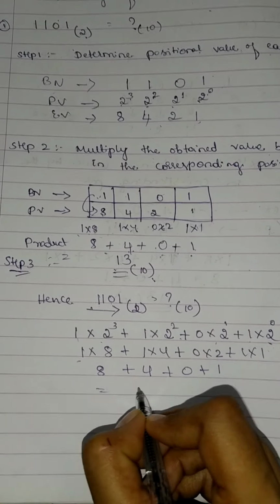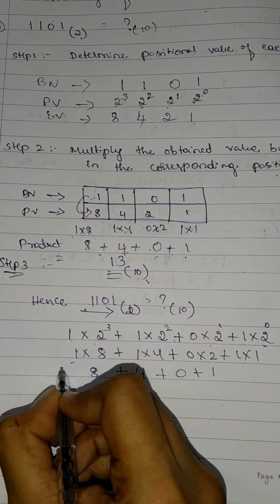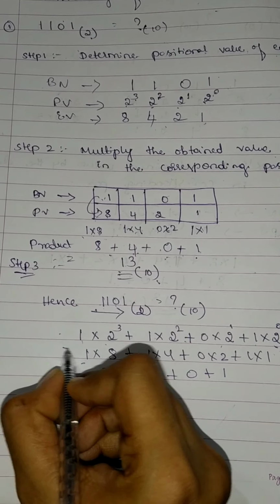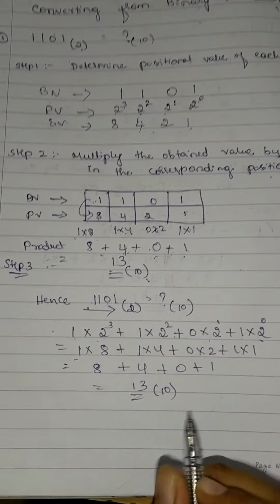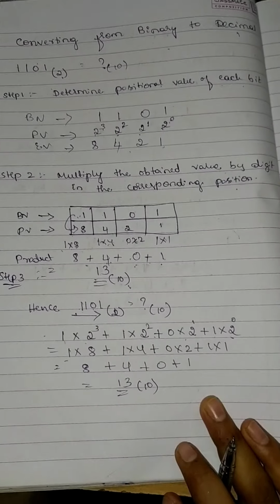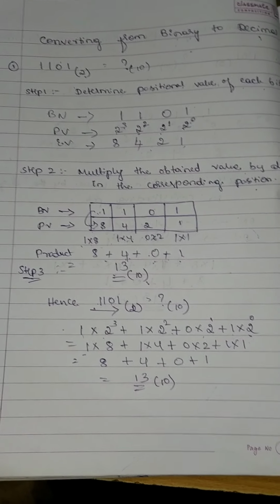Now we need to sum up all the things. So you have to use equals in all the steps. So 13 base 10. So this is how we need to convert any given binary number system into decimal.